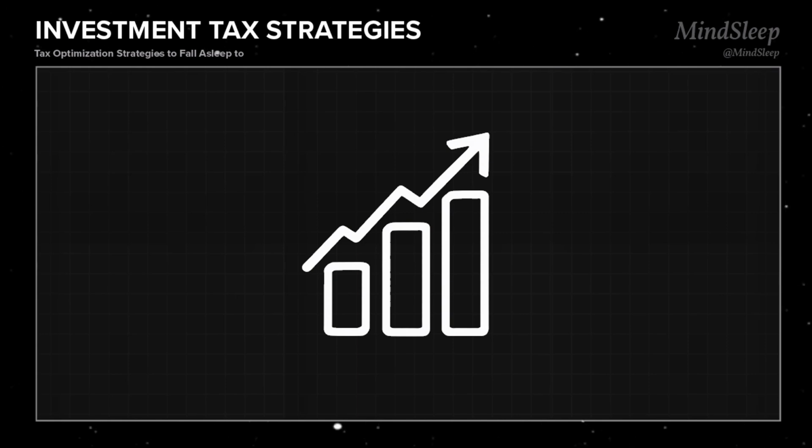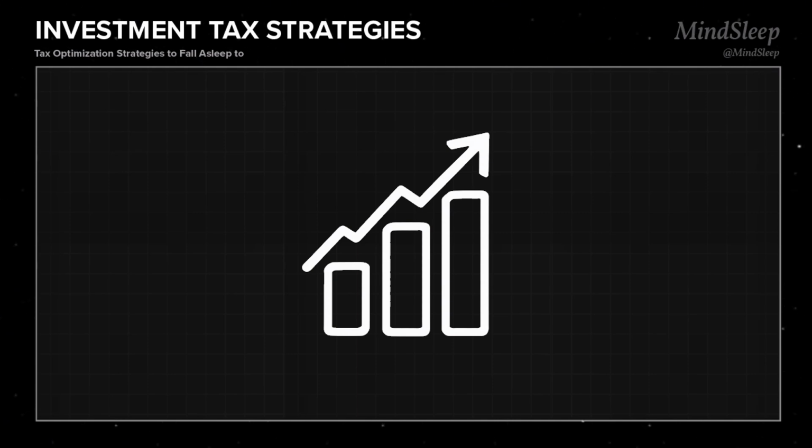Speaking of tax loss harvesting, this powerful technique involves selling investments that have declined in value to realize a loss, which can then be used to offset capital gains or even a portion of your ordinary income. However, it's crucial to navigate the wash sale rule, which prohibits claiming a loss on a security if you buy the same or a substantially identical security within 30 days before or after the sale.